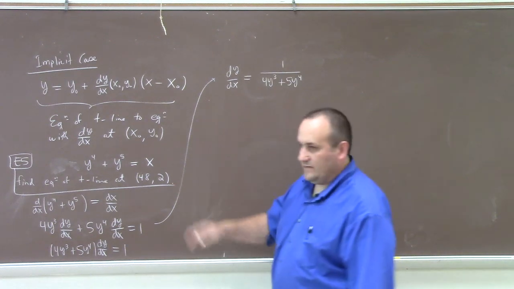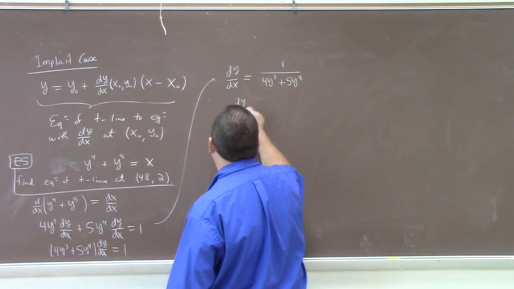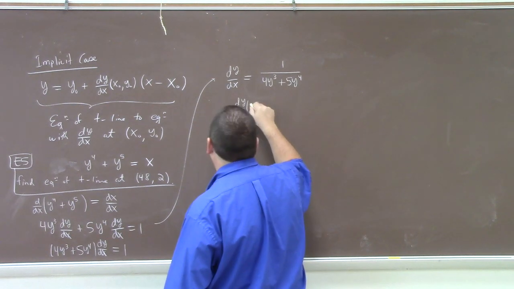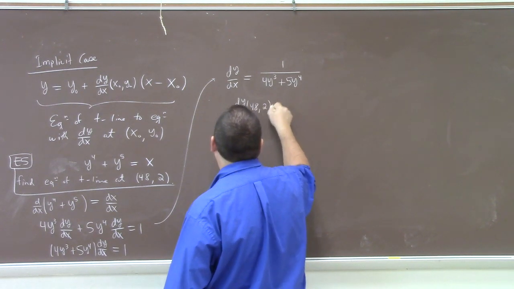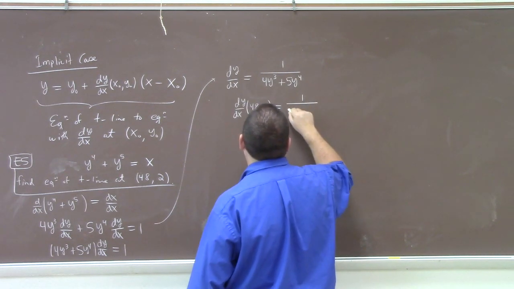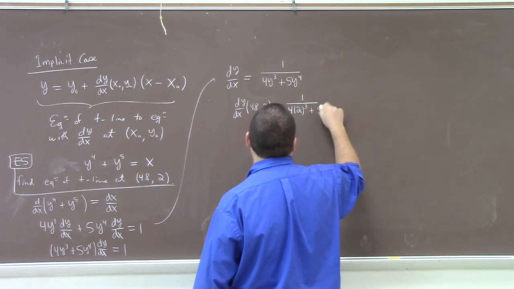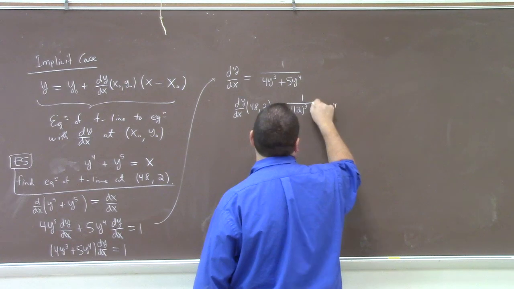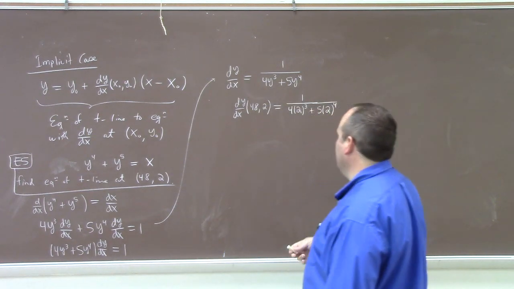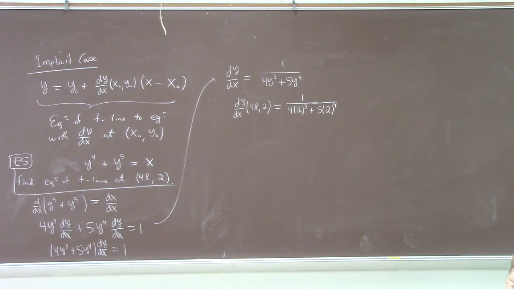Now, I want to find the equation of the tangent line, right? So I want to find dy dx at the point 48, 2. So I do 1 over 4 times 2 cubed plus 5 times 2 to the 4th. And it's kind of funny. What does the 48 do? Our formula for the derivative has no x dependence at all, right?